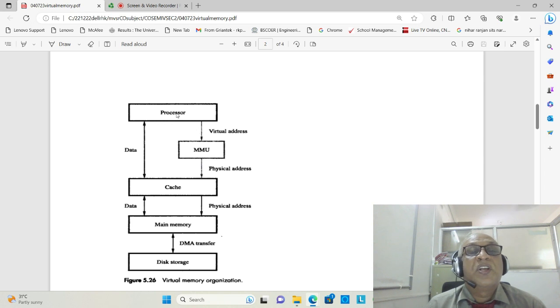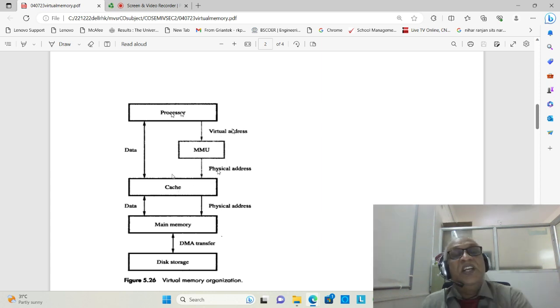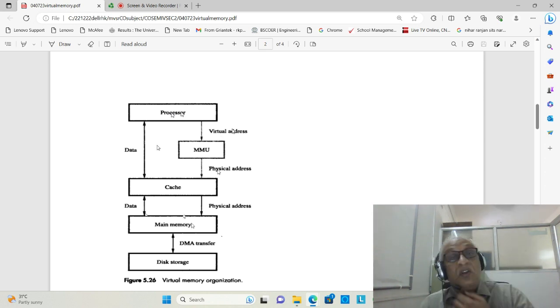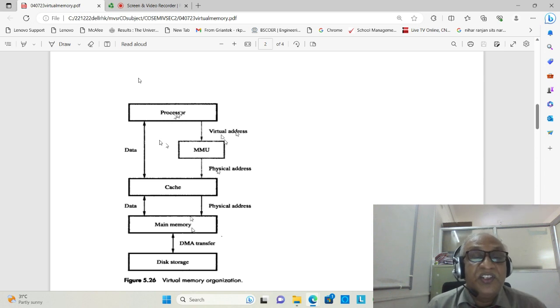So what the processor does is, the processor has to execute a program. For executing the program, the processor requires particular data and particular instructions, whose virtual addresses are given. Those virtual addresses are converted into physical addresses, and those physical addresses are searched in the cache. If they are not in the cache, they are searched in the main memory. If they are not in the main memory either, then using DMA, from the disk storage, the required data is ultimately transferred to the CPU for execution of the program. So this is the virtual memory organization, how it goes.